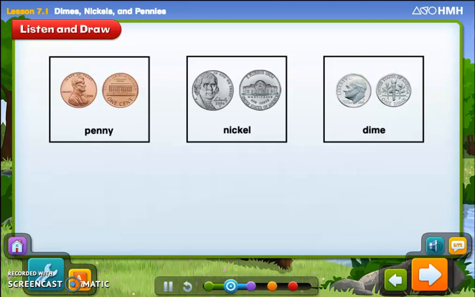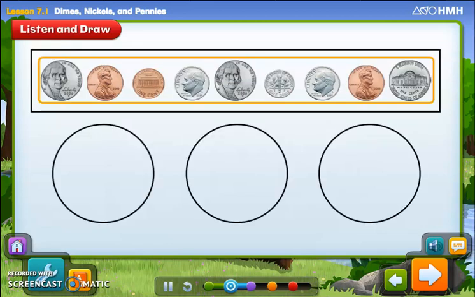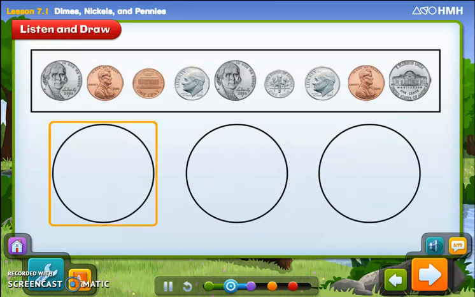Now that we've named these coins, let's do a sorting activity with some of them. Here's a group that has all 3 types of coins. Let's put all the pennies into this circle. Which of the coins are pennies? When you're ready, click the coins to find out.